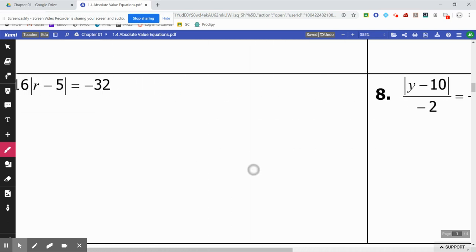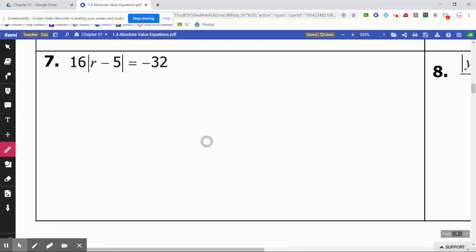Number 7. Again, we're going to get rid of 16. Since that's being multiplied, we're going to divide by 16, and you get the absolute value of r minus 5 is equal to -2. Now, this is a problem area.